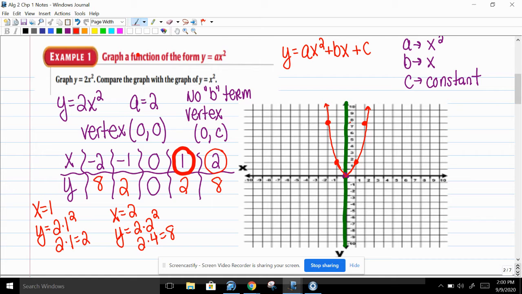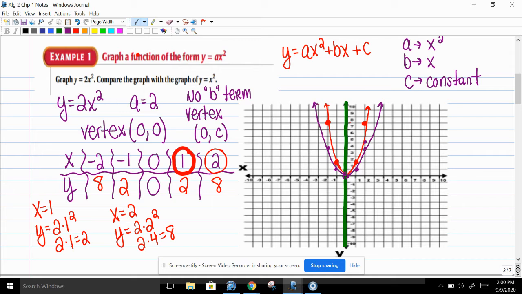Okay. Now, how does this graph compare to the parent function? The parent function looked like this. It had a vertex of 0 comma 0. Then we went 1 comma 1, negative 1 comma 1. Then we went 2 comma 4, negative 2 comma 4. Actually, let me put that point in the wrong spot. That point should be here. So the parent function actually looks something like this.